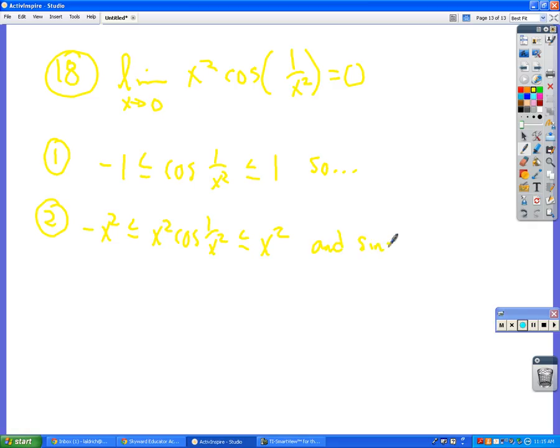And since the limit as x approaches 0 of -x squared equals 0, and the limit as x approaches 0 of positive x squared equals 0.